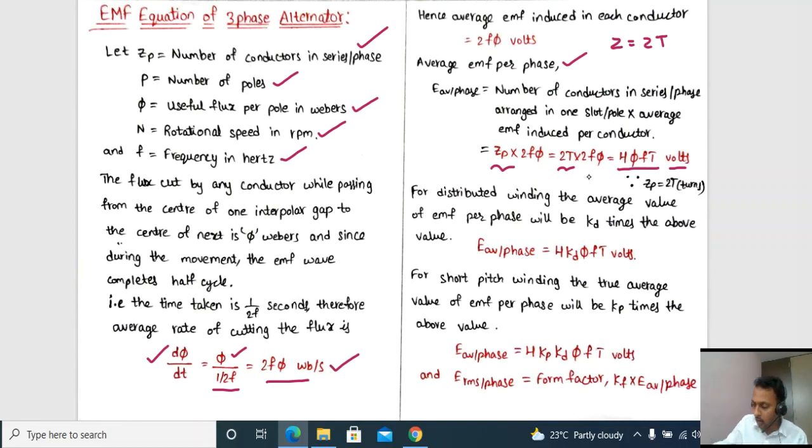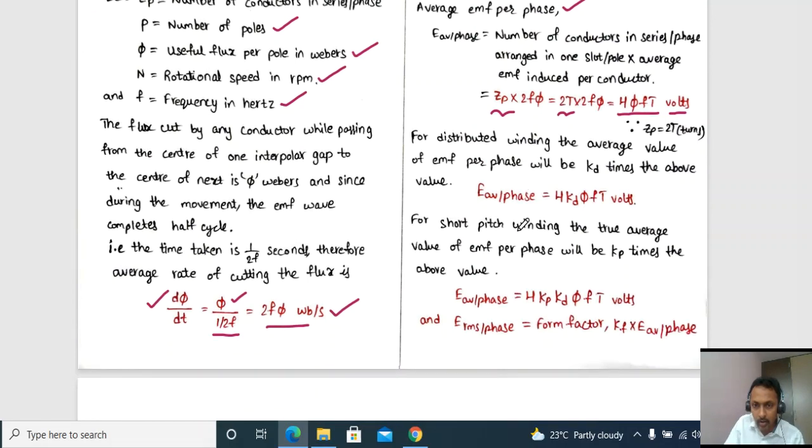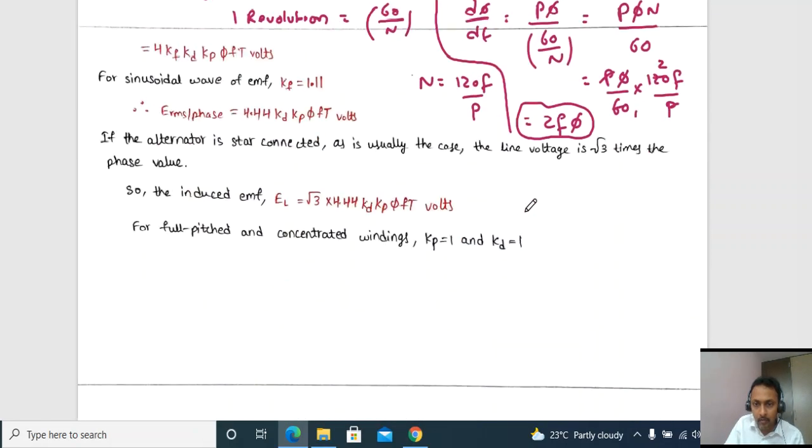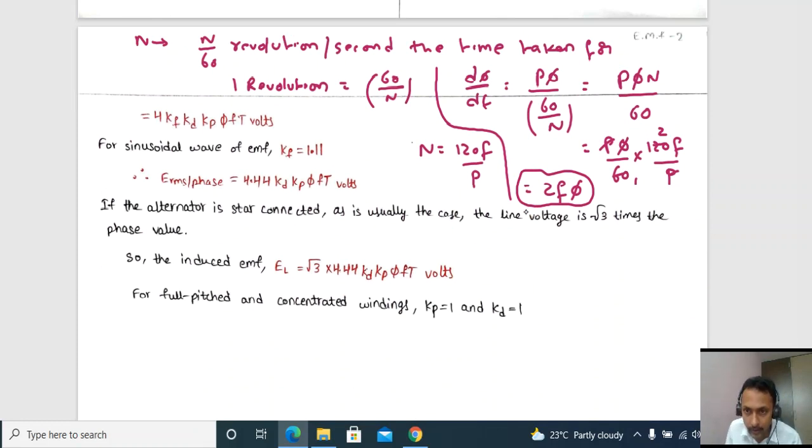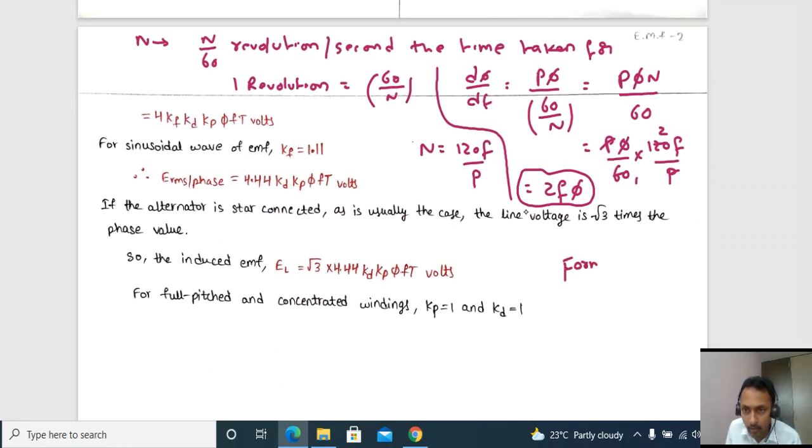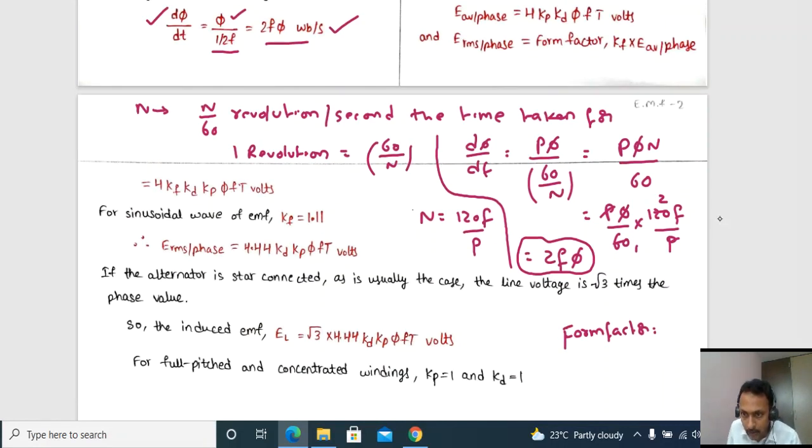But one important point is all these values are average values only. But we are familiar with one relation, form factor. Form factor is equal to RMS value by average value. So obviously if you want the RMS value, VRMS, it is simply the form factor times the average value VAVG. For a sinusoidal waveform, the form factor value is 1.11.